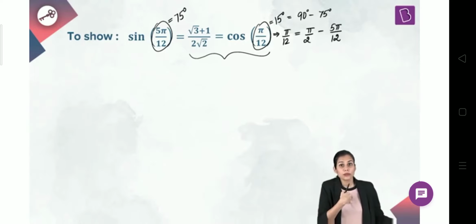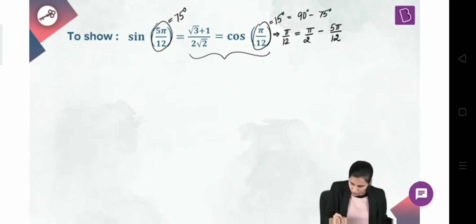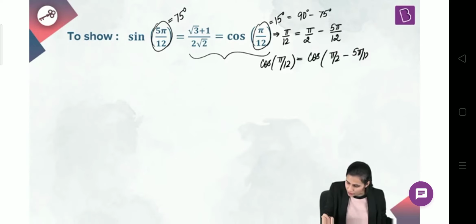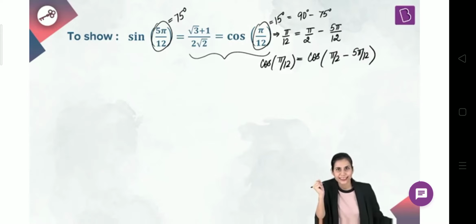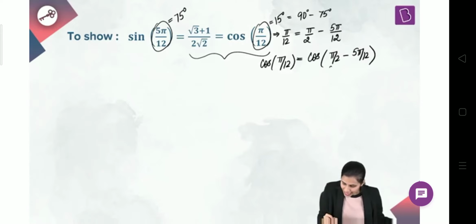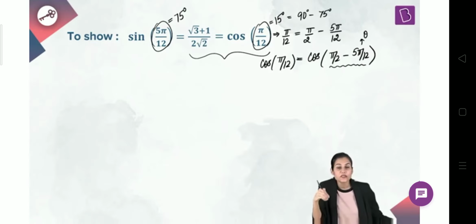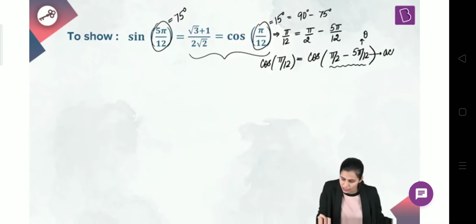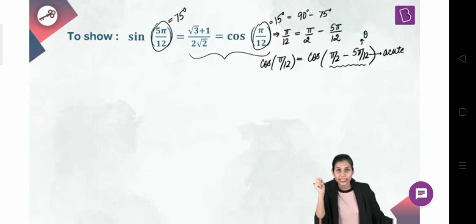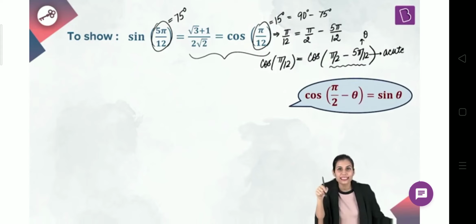What do I want to compute? I want to compute cos pi by 12. Okay, not a problem. Which will be equal to cos of pi by 2 minus 5 pi by 12. Wait a second. What did we just get? Cos 90 minus theta, where theta is 5 pi by 12, which is 75 degrees, which is acute. I know when theta is acute, cos 90 minus theta is equal to sine theta.